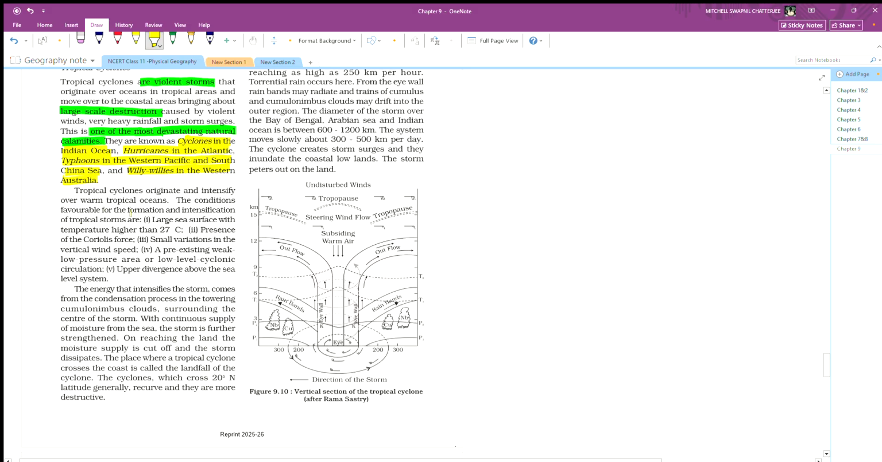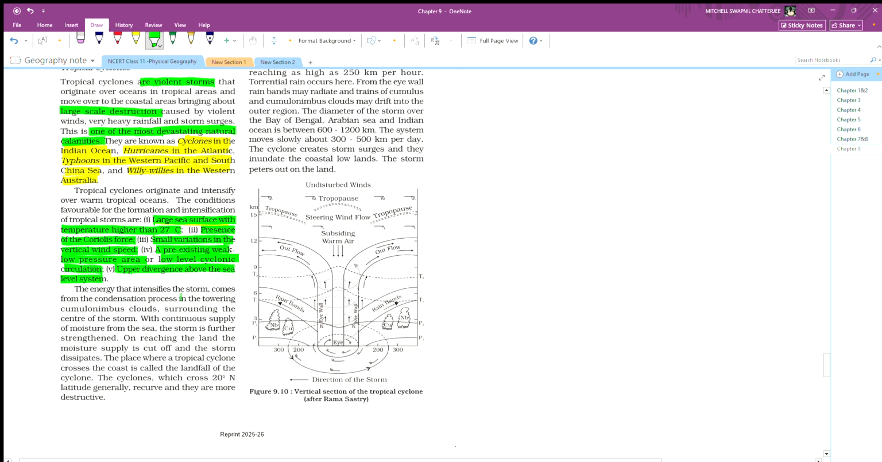The conditions favorable for the formation and intensification of a tropical storm are a large sea surface with temperature higher than 27 degrees Celsius, the presence of Coriolis force, small variation in vertical wind speed, a pre-existing low pressure area or low level cyclonic circulation, and upper divergence above the system.